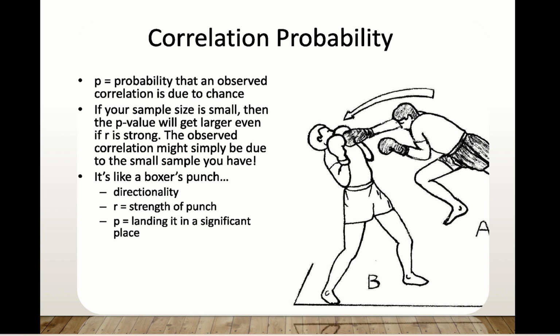So you can think of correlation as kind of like a boxer's punch. The directionality, whether you have a positive or negative R value, and the value of that R is going to tell you the strength of that punch. And then your p-value is going to tell you whether that correlation that you are seeing is due to chance or not.